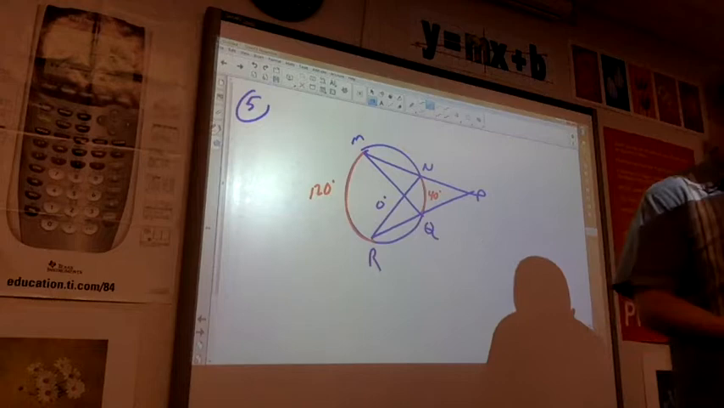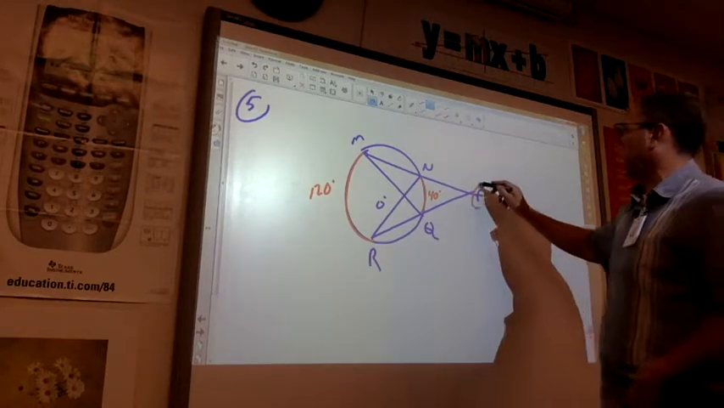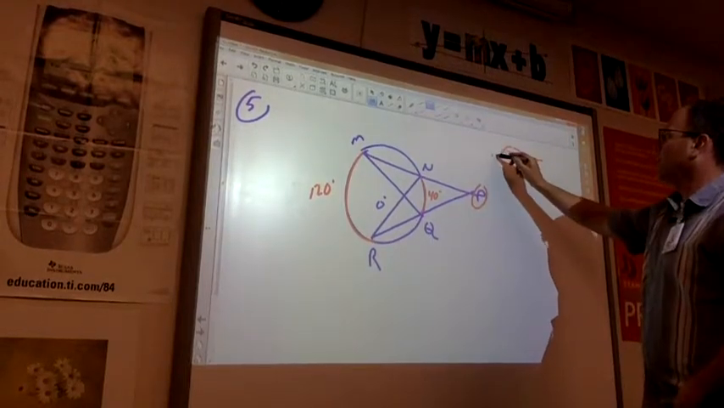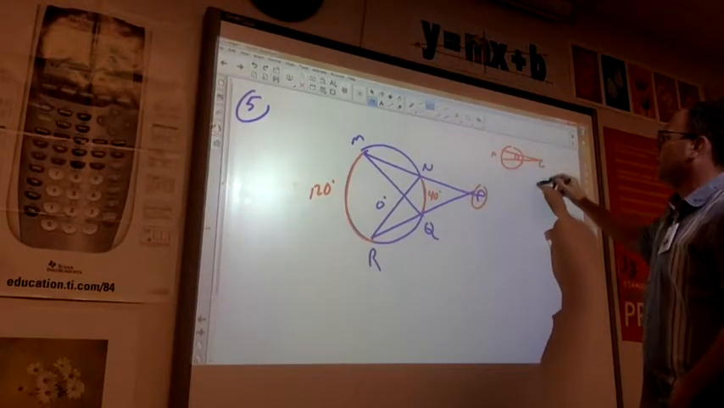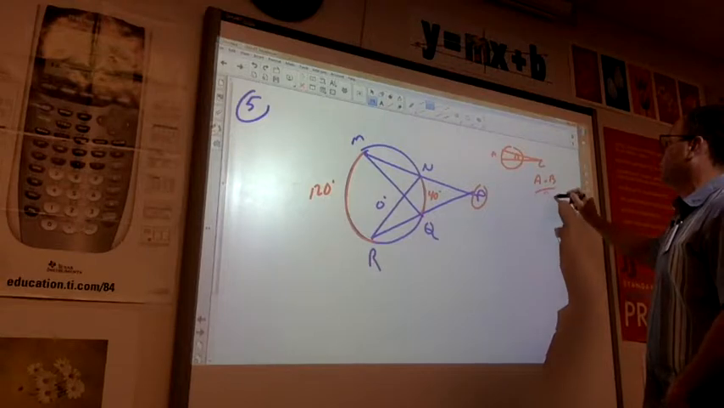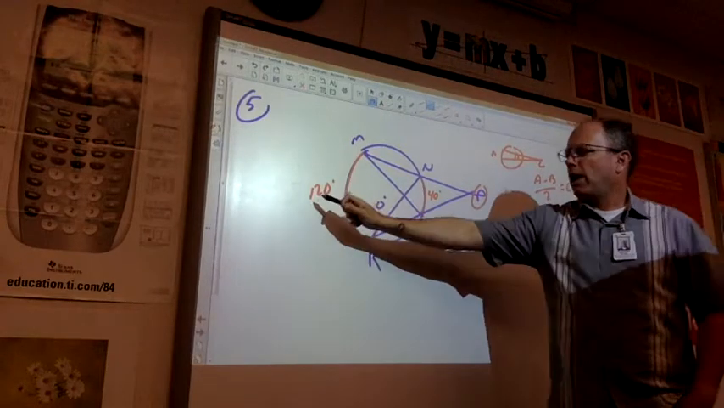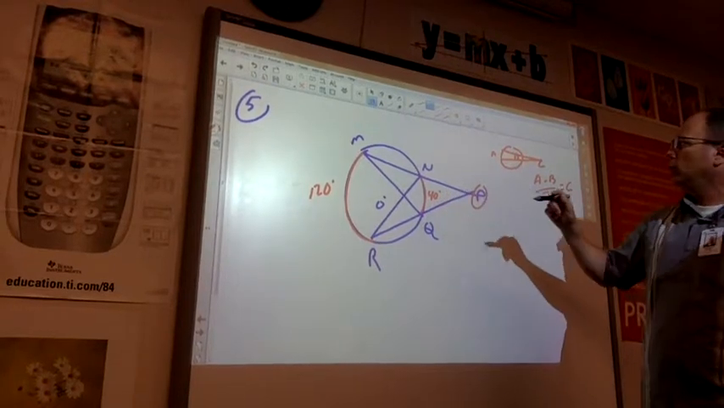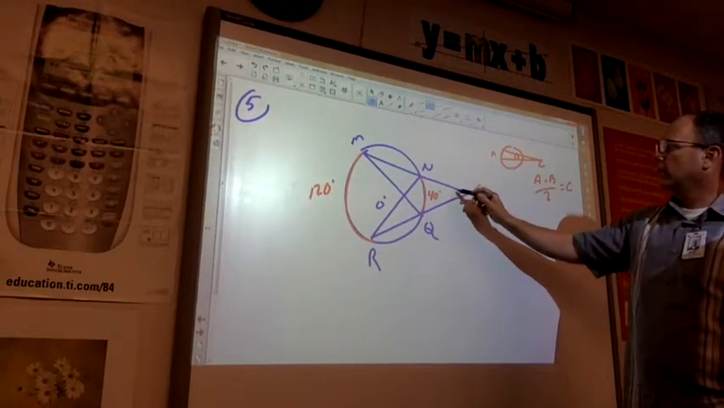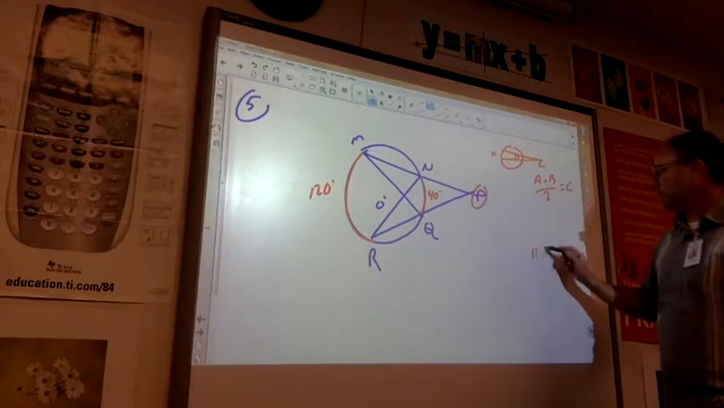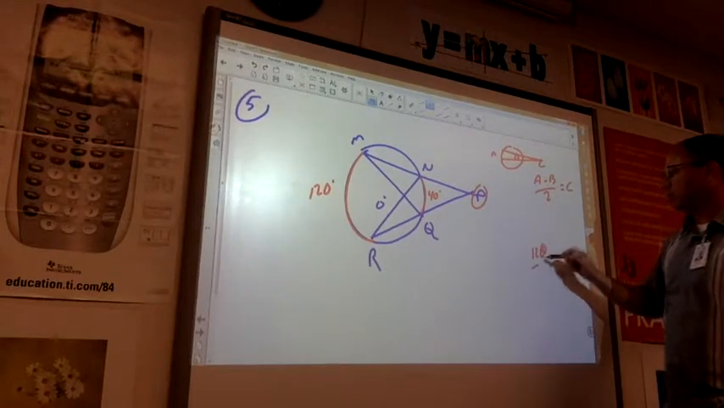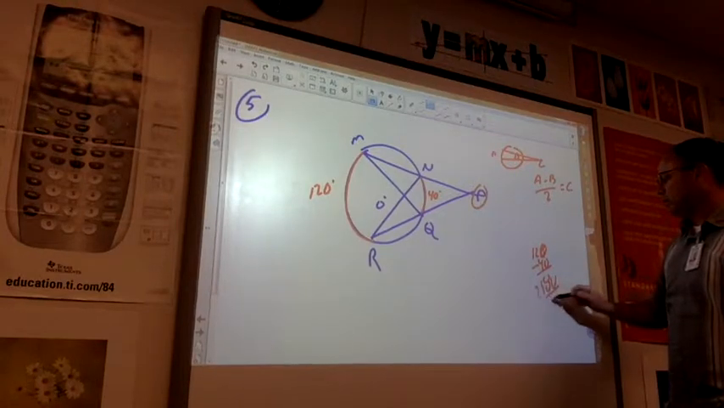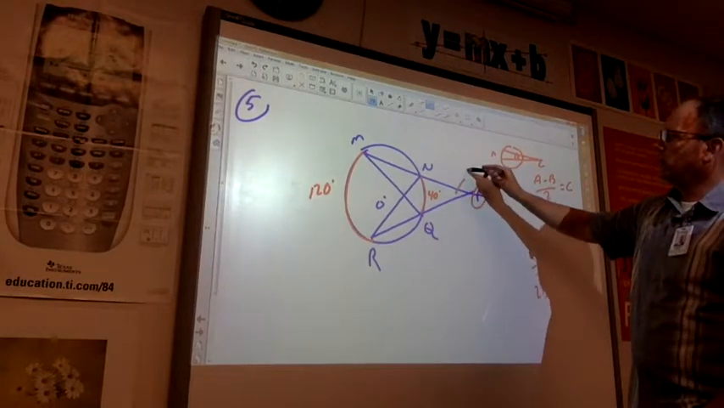Okay, first thing we want to do is let's find angle P. We have to remember the equation where if you have A, B, and C, it'd be A minus B divided by 2 is equal to C. So A minus B is 80, divided by 2 is 40. So 120 minus 40 is 80, divided by 2 is 40. So this is a 40-degree angle.